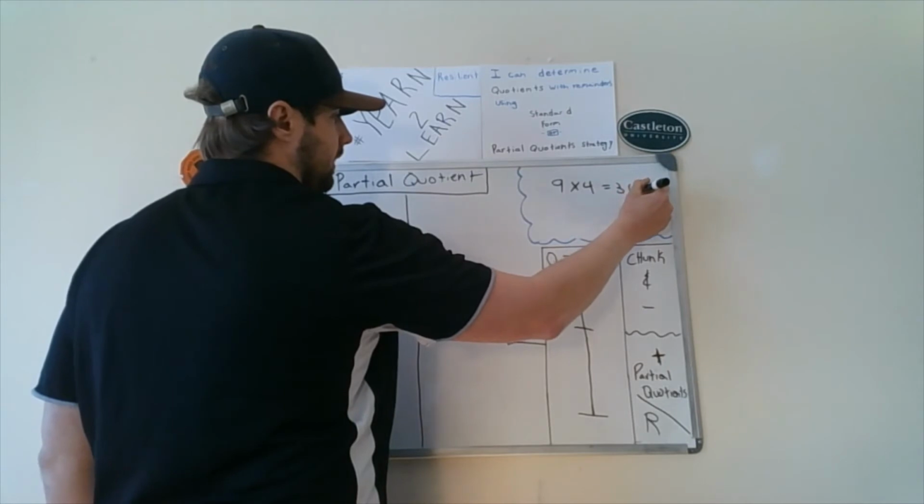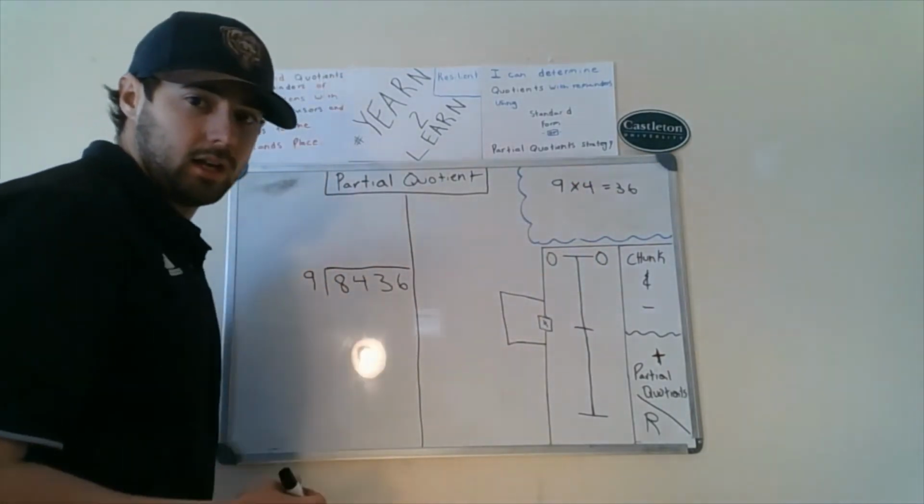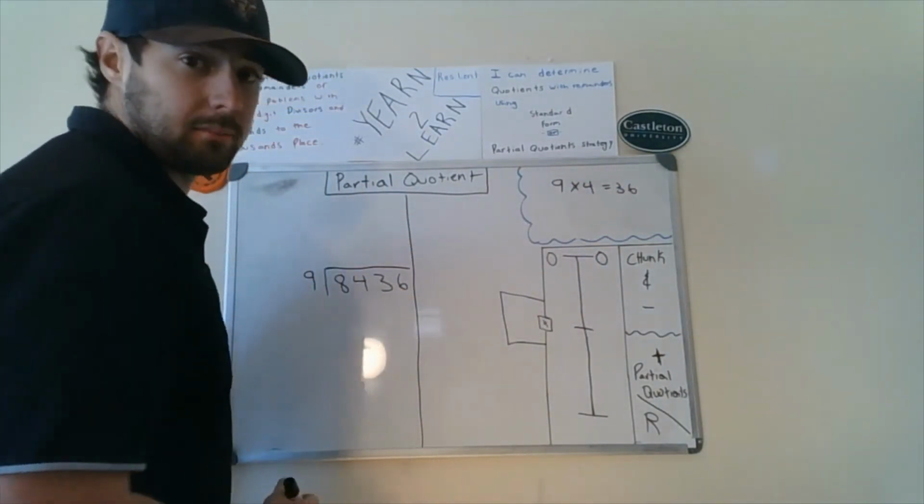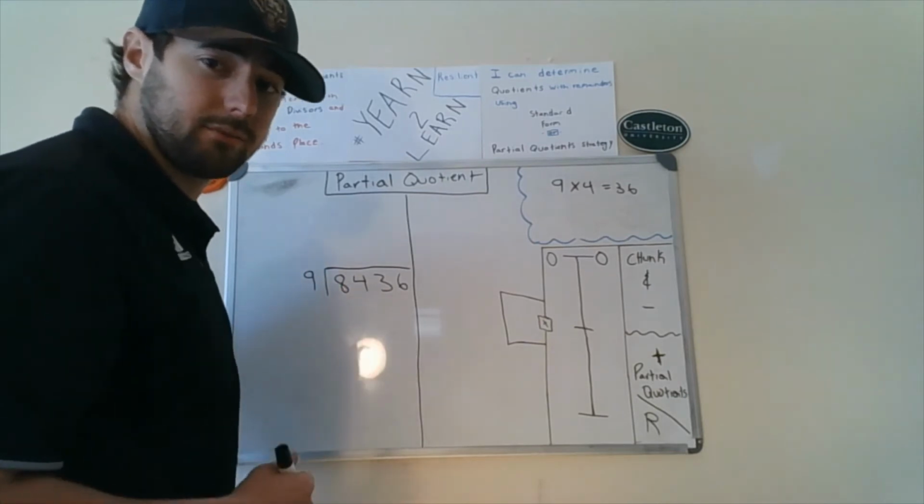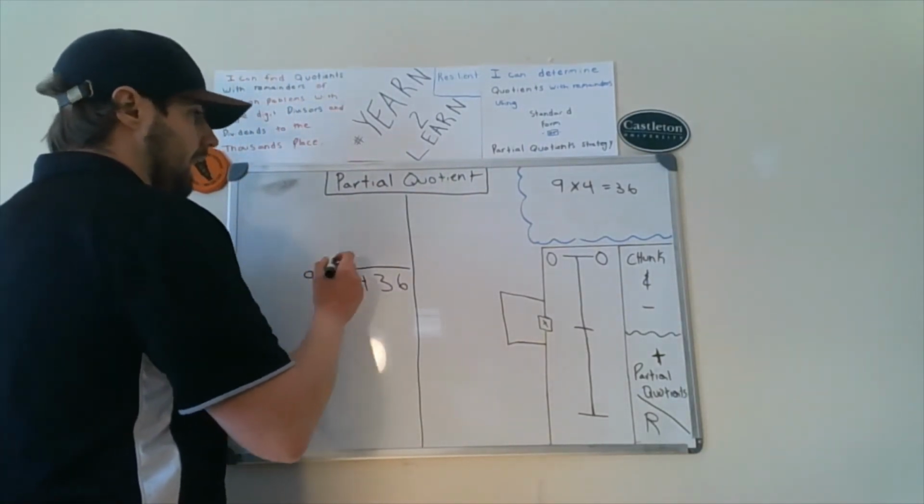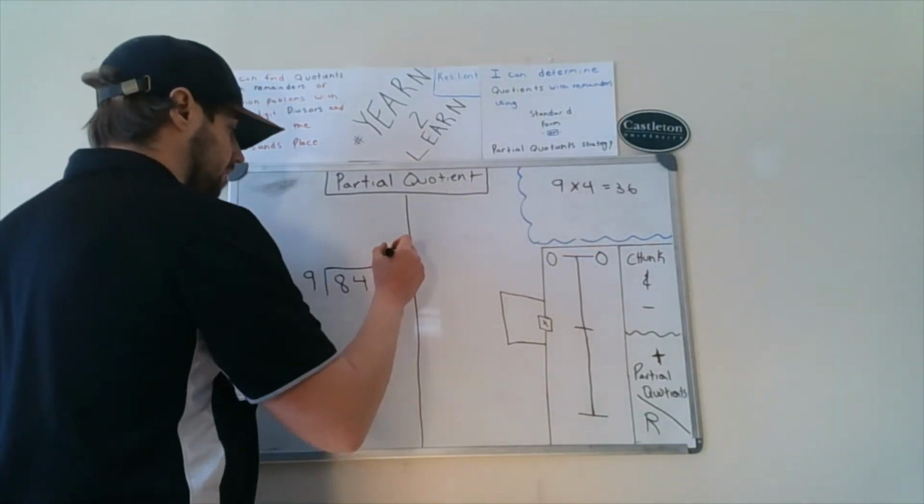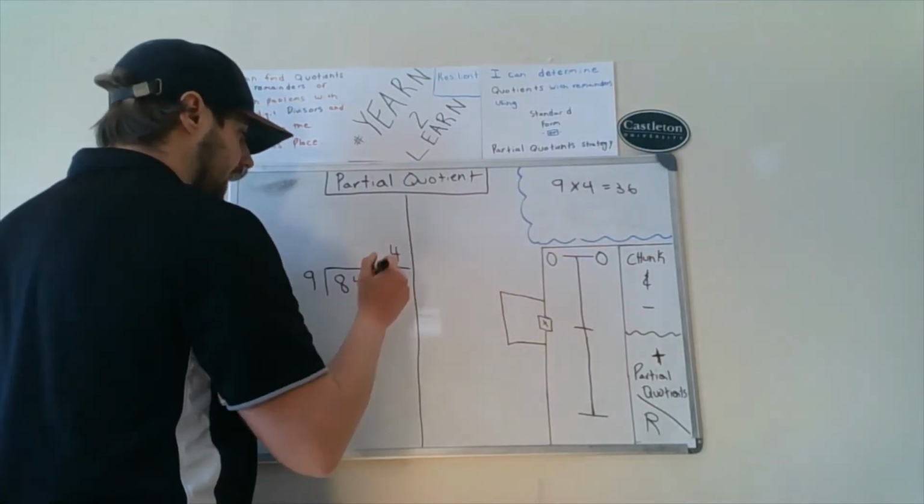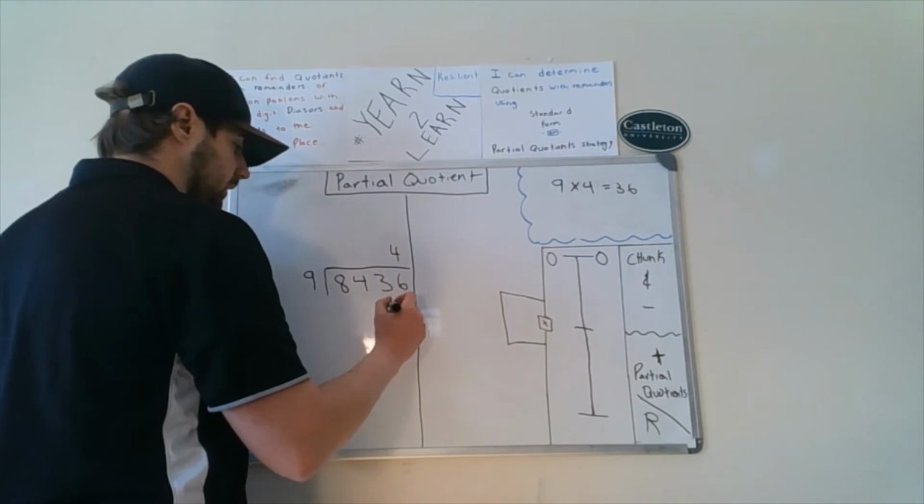I just know that because I'm Mr. G. Maybe in my brain, I just know that. I was like, oh, look at those numbers. That looks pretty good. That's going to fit evenly. So I know that 9 times 4 is going to give me 36. I chunk that out. 9 times 4 is 36.